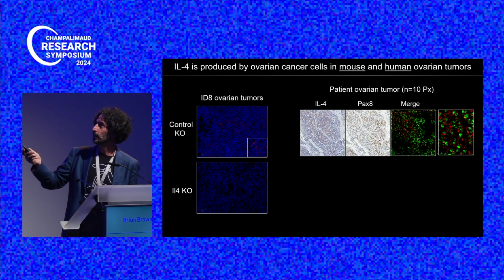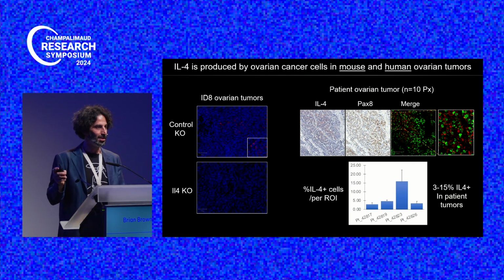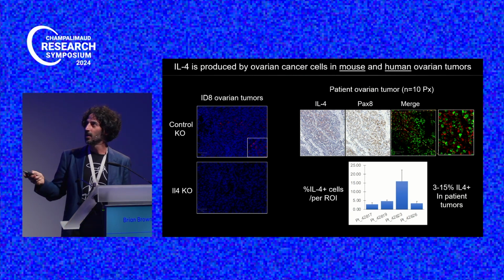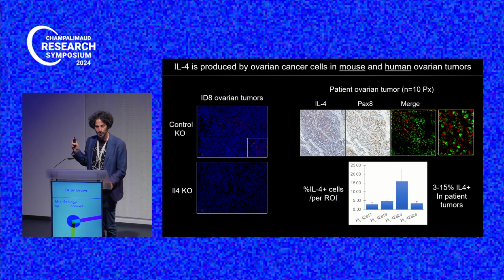This is human tumor. We got patient slides. So in most patients, this is amazing, because people say, oh, are mice and humans the same? Well, in humans, we see almost the exact same frequency of IL-4 expressing cells, which is about 4% of cells in the tumor, and most of them are cancer cells. This patient was an outlier.